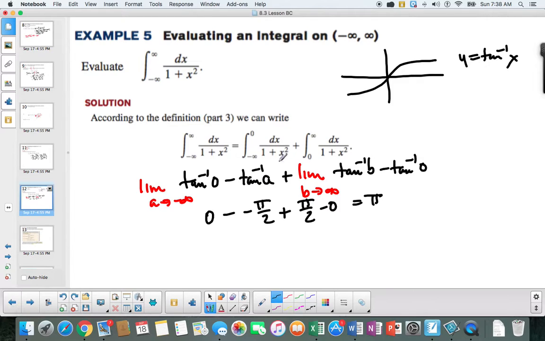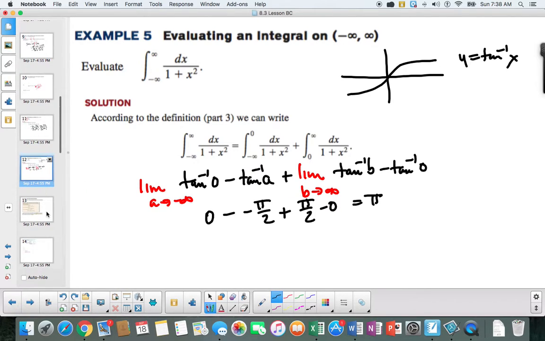And so when I evaluate these limits, remember what tan inverse looks like. This is going to be 0. This is going to be subtracting a negative pi halves, because that's what you're getting closer and closer to. And then this is going to be pi halves minus 0. When we add these two pi halves, we're going to get pi. So we can see that this actually converges.